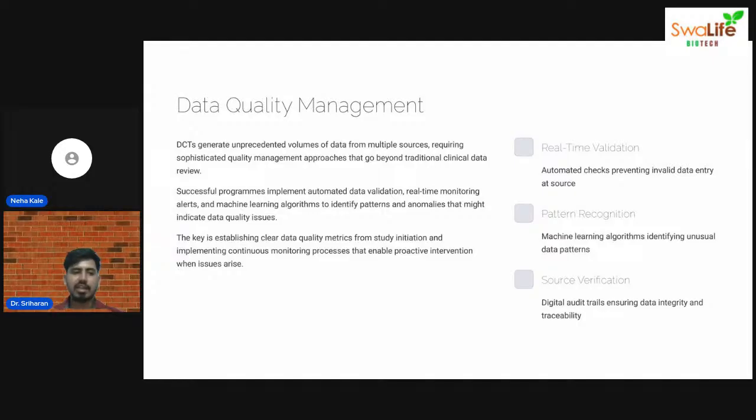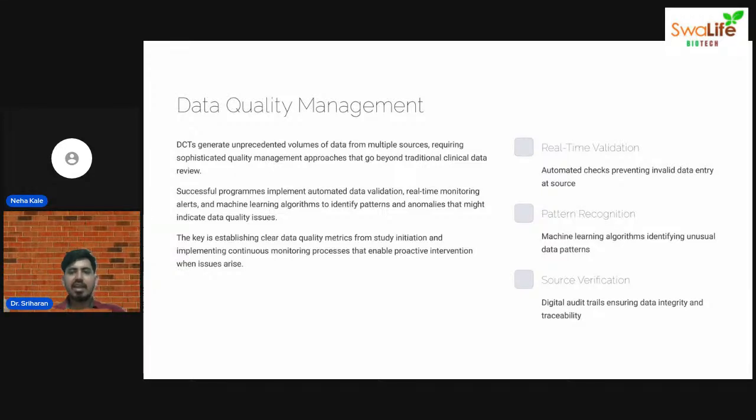Data quality management is very important. Why? Good quality leads to good results. While doing the DCT, data collection happens on a very large scale. Why? Because we can collect the data from different regions and different sites. So data quality management is very important.